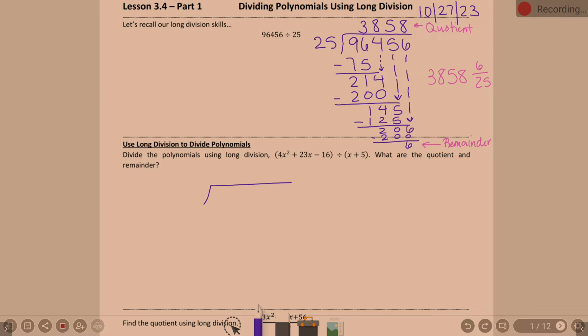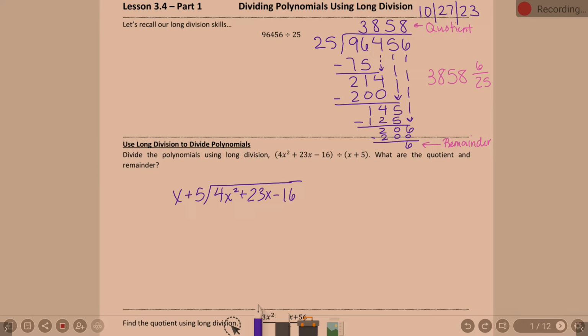Okay, what goes in, what goes out? This x plus 5 goes out. We're dividing by x plus 5, so that's going to go out. That's my divisor. We're dividing 4x squared plus 23x minus 16, so that's going to go in. That's my dividend, if you will. We're talking proper vocabulary here.